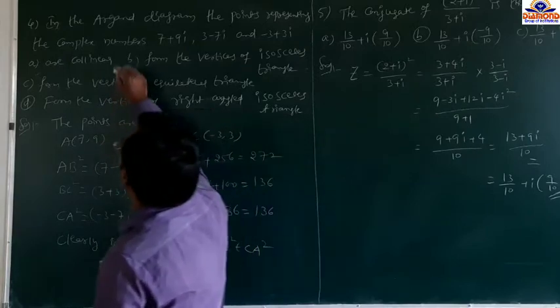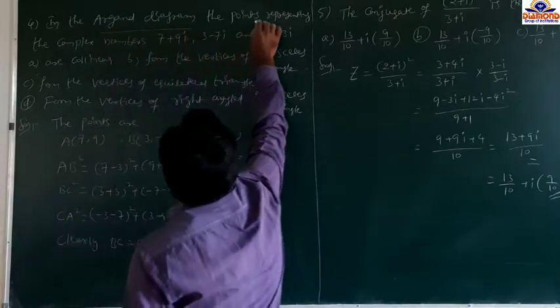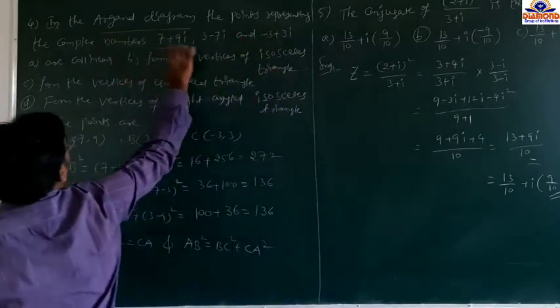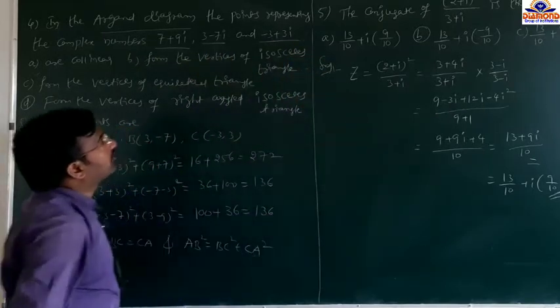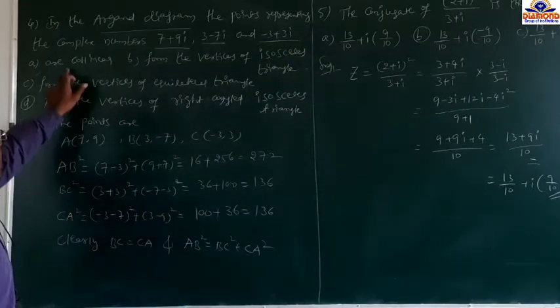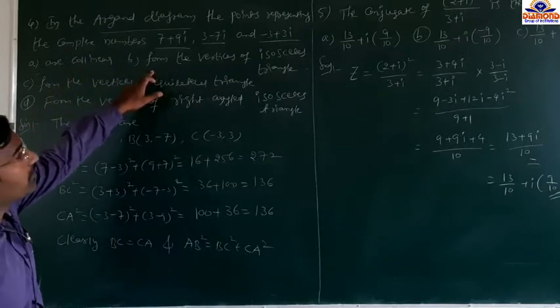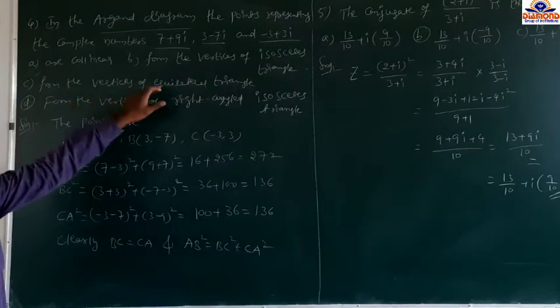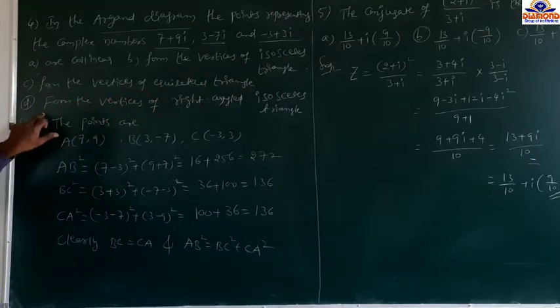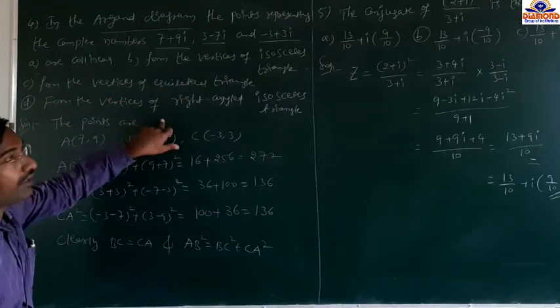In the Argand diagram, the points represent the complex numbers 1 plus 9i, 3 minus 7i, and minus 3 plus 3i. Option A, collinear. Option B, form the vertices of an isosceles triangle. Option C, form the vertices of an equilateral triangle. Option D, form the vertices of a right angled isosceles triangle.